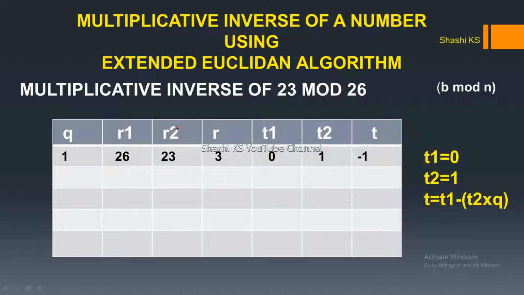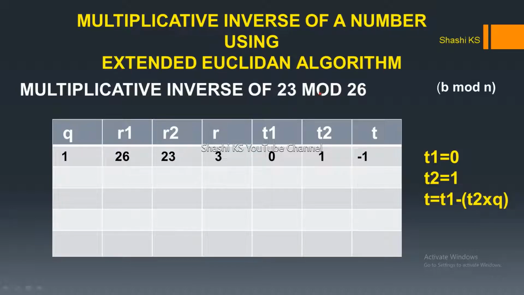For this, you create a table which contains 7 columns, namely Q, R1, R2, R, T1, T2, and T. Initially, T1 is assumed to be 0 and T2 is assumed to be 1. And the formula for calculating T is T1 minus T2 into Q. Okay. Now, what is this R1 and R2?